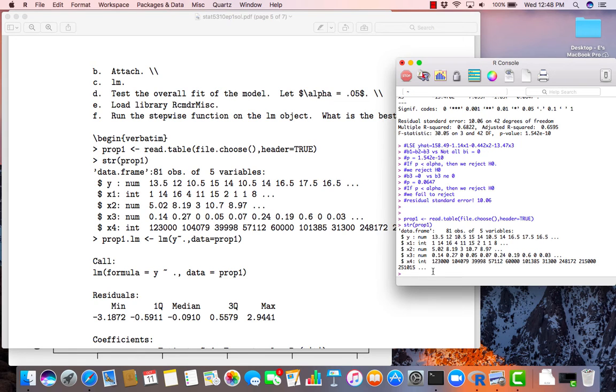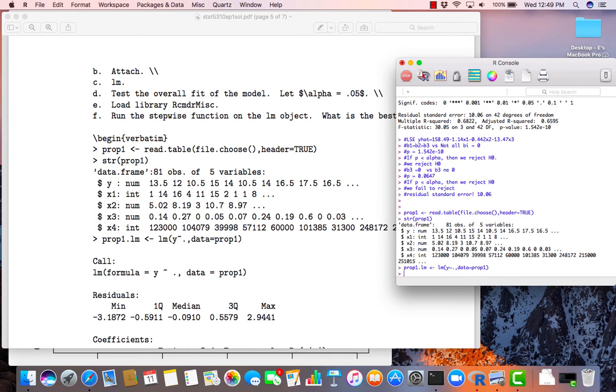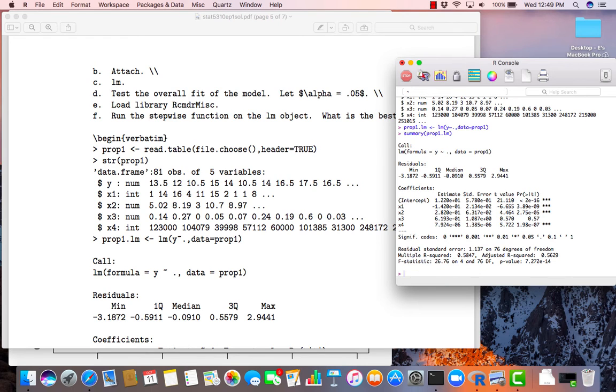And we're going to create our LM. So let's just call it prop1.lm. And we're going to do it on the whole data set. So we're going to have lm of Y tilde period, comma, data equals prop1. And summary of prop1.lm. Okay.